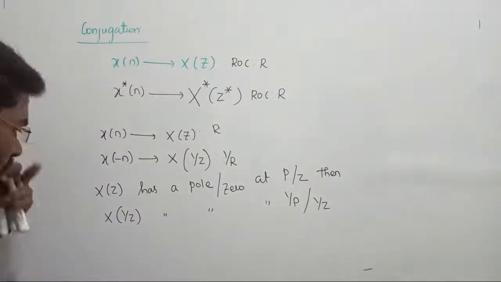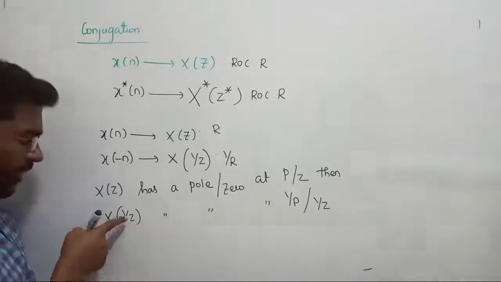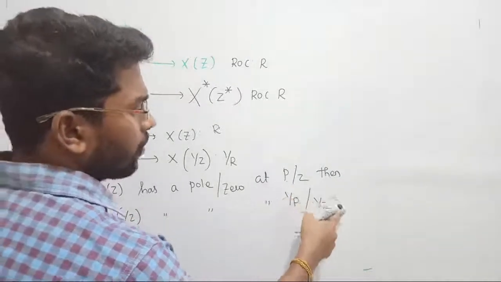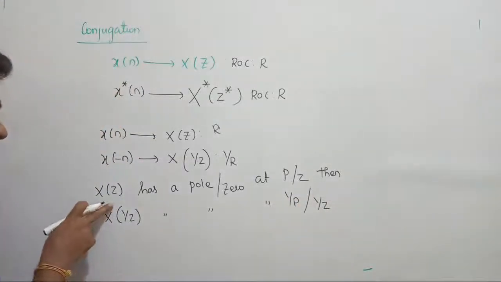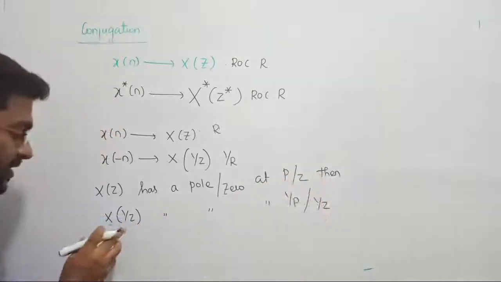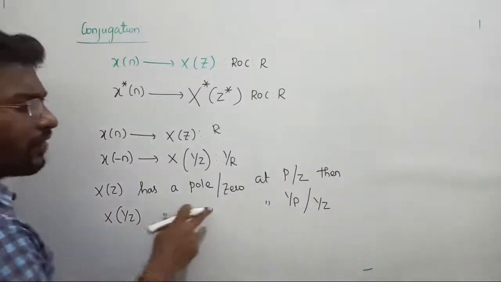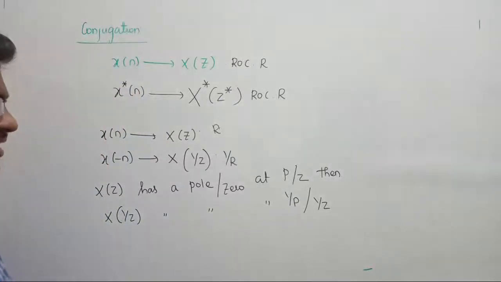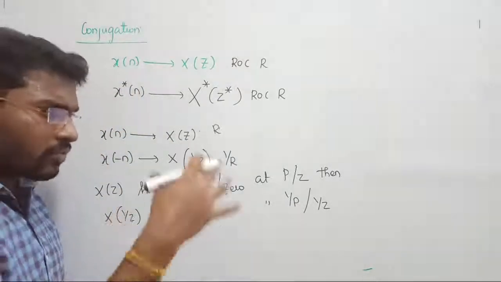Similarly, if I consider 1 by z conjugate, then here also you are going to get 1 by p conjugate, 1 by z conjugate. Like, if X of z has a pole or zero at p or z, then X of 1 by z conjugate will have a pole or zero at 1 by p conjugate or 1 by z conjugate. These are some of the properties that we are observing from the z transformation.